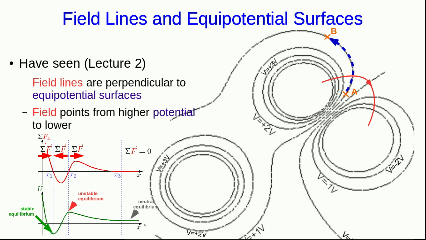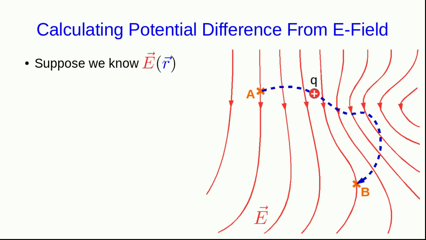So suppose we already know the E field as a function of position, and it can be any E field. So what I've drawn is some sort of arbitrary set of field lines. And we have some point A and some point B, and we're thinking about a charge that's moving along a path from A to B. Then we know that the electrostatic work from A to B, by definition, is just an integral of the electric force dotted with the displacement elements.